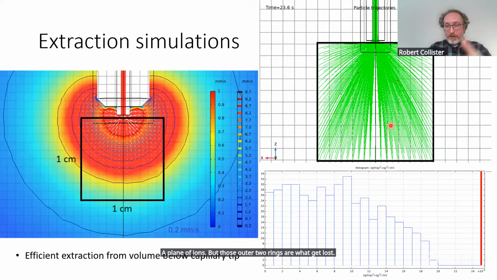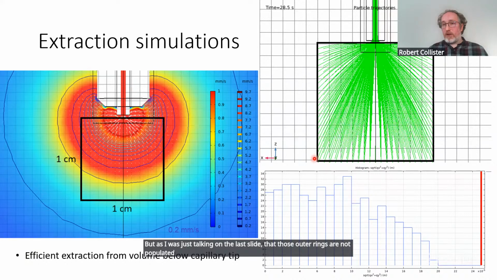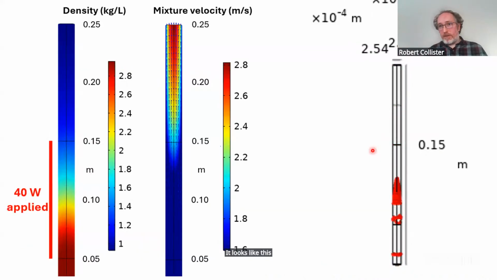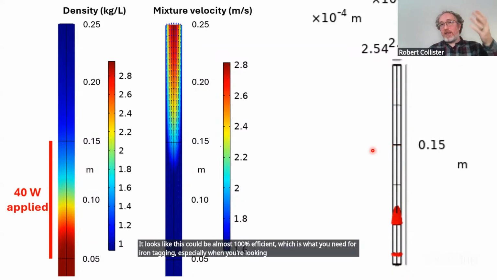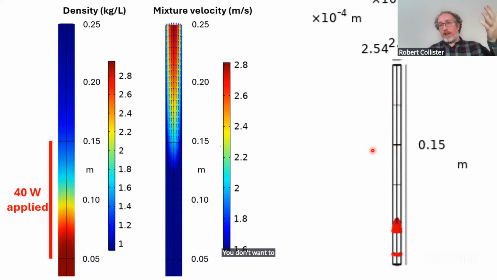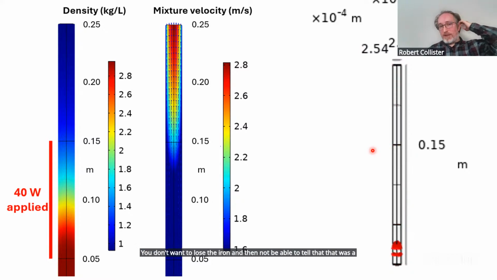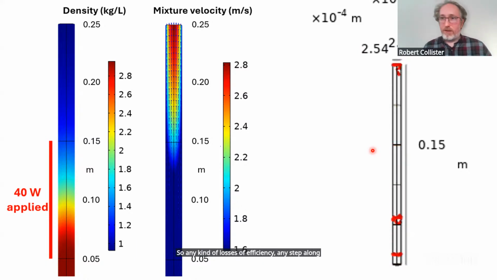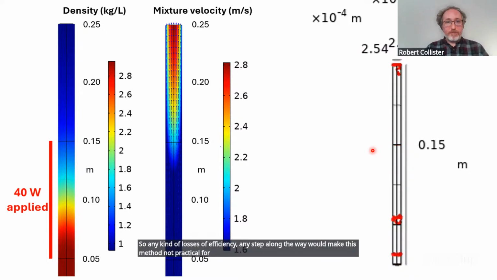But as I was just talking about on the last slide, those outer rings are not populated by ions that would be in our target volume. So it looks like this could be almost 100% efficient, which is what you need for ion tagging, because especially when you're looking for ultra rare decays, you don't want to lose the ion and then not be able to tell that was a double beta decay event. So any kind of losses of efficiency, any step along the way, would make this method not practical for rare decay searches.